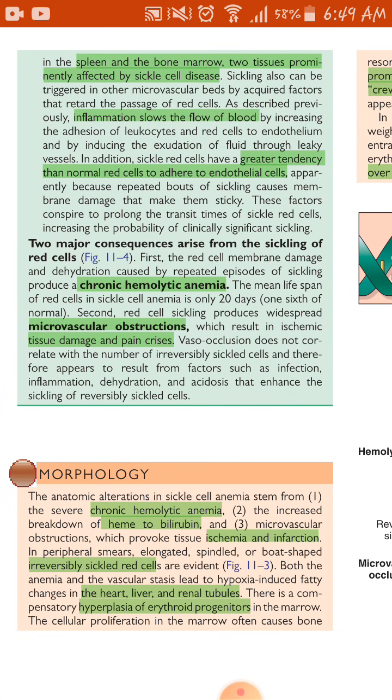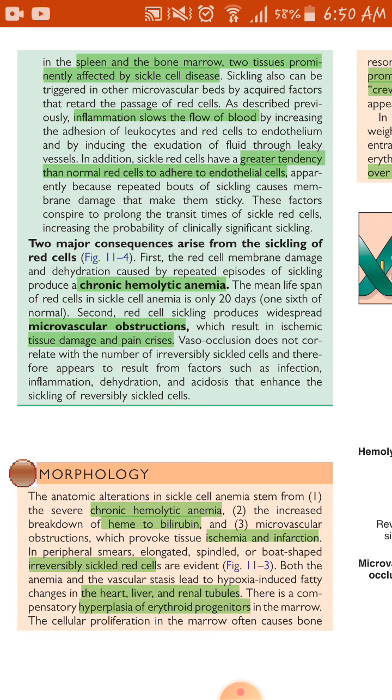Okay, now we come to morphology. A person who is suffering from sickle cell anemia will have chronic hemolytic anemia. Then, at the same time, the red blood cells are responsible for causing obstruction of the microvasculature, so there is ischemia and infarction. Especially the areas which are affected by ischemia include the heart, liver, and renal tubules, because these are all vital organs.